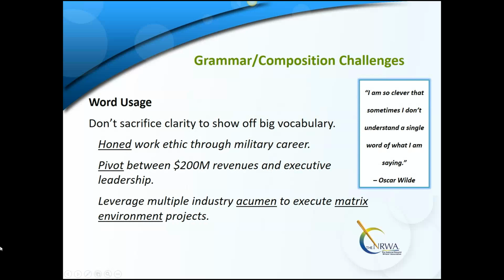Word usage. This is another funny one, and one of the tests that I was just grading this week, this writer was using big words that the writer clearly didn't understand what the word meant, but kept using these words that I guess they thought were interesting and they'd heard them said. I think acumen and matrix environment are two of the most common ones I see. If you don't know what those words mean, then they shouldn't be integrated into the resume. Don't make the assumption that you know what it means.